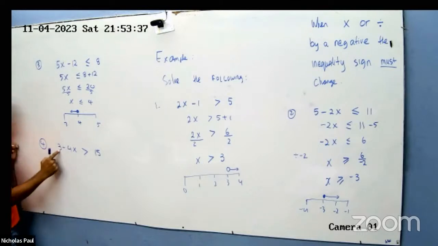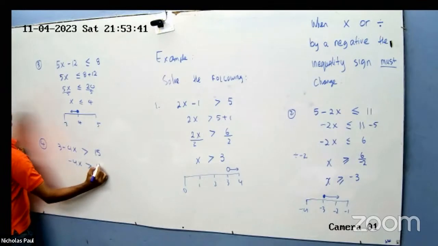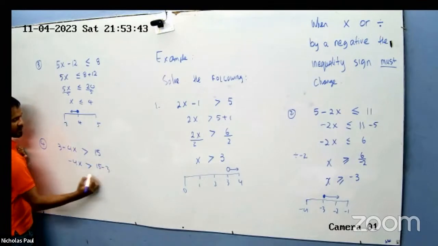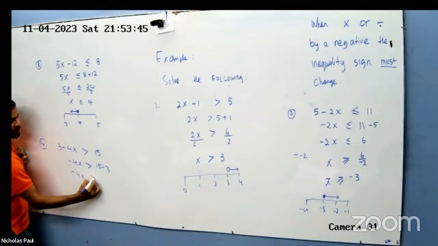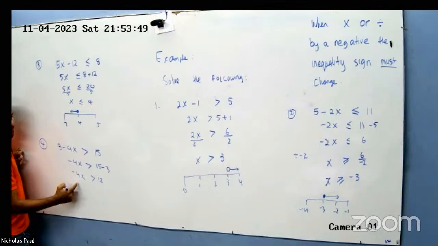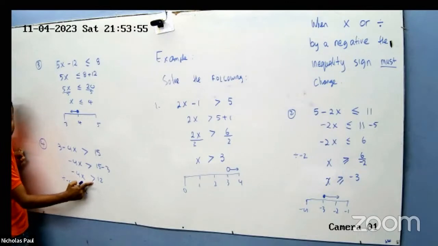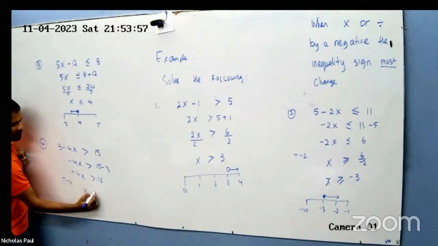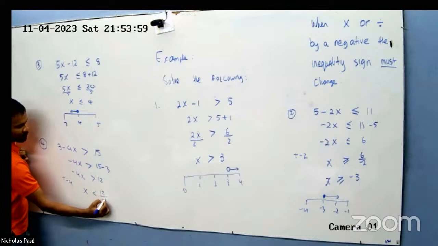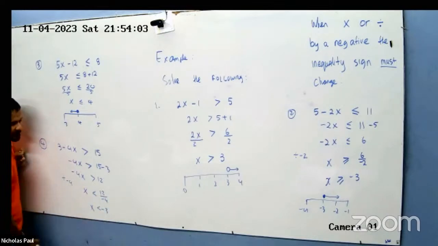Here, move across the 3. So you'll get minus 4x is more than 15 minus 3. Minus 4x is more than 12. Right now, we're going to divide by a negative. So if you divide by negative 4, you have to change the symbol. The symbol is now less than 12 over negative 4. So x is less than negative 3.